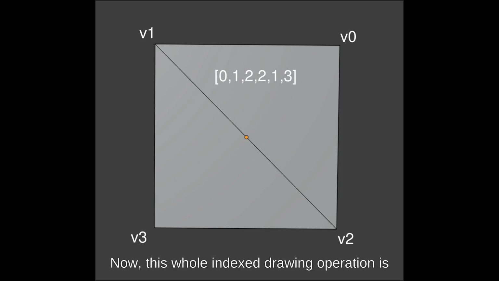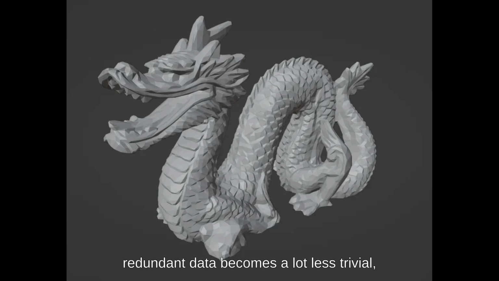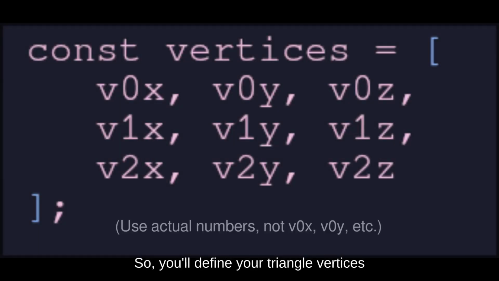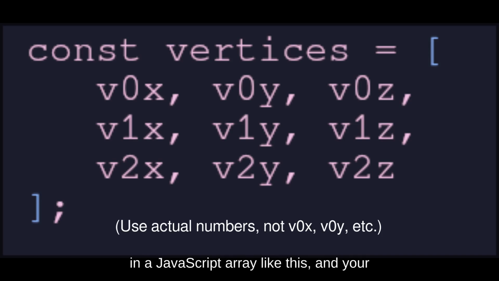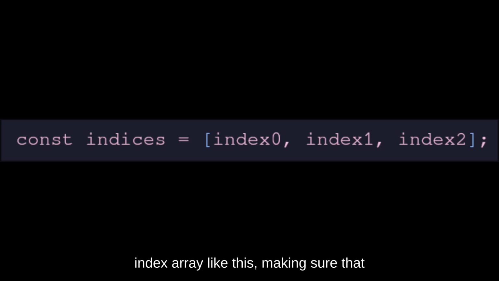Now, this whole indexed drawing operation is way overkill for the square example. We're not going to notice a performance difference. Our GPUs could certainly handle the redundant 2 vertices in our vertex array. But when we get to rendering more complicated objects, then this redundant data becomes a lot less trivial. Now let's bring things back to the code. So you'll define your triangle vertices in a JavaScript array like this, and your index array like this, making sure that the winding order is counterclockwise.